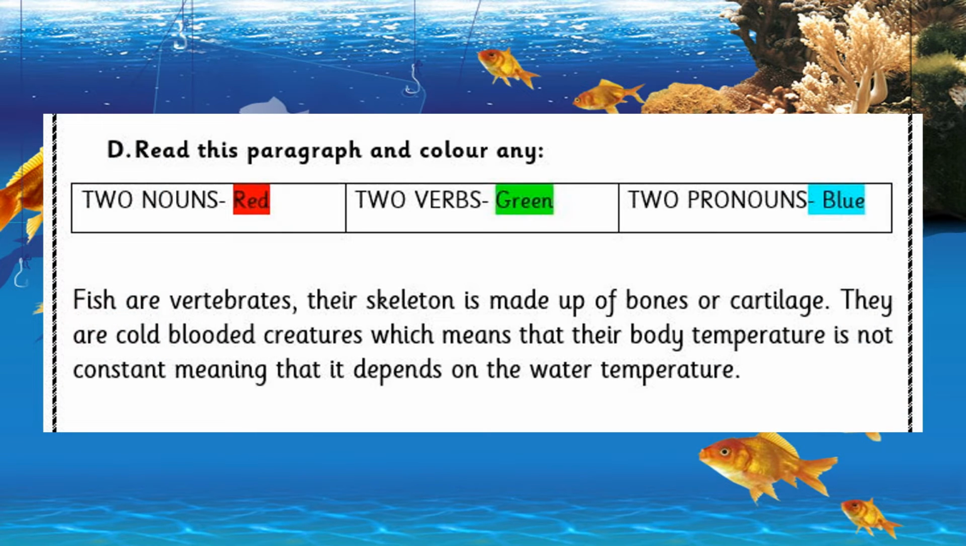Coming to grammar part, you know what are nouns, verbs and pronouns. Nouns are naming words, verbs are action words, and pronouns are the words used in place of nouns. Here in the given paragraph, you have to identify nouns, pronouns and verbs. Color any two nouns red, any two verbs green, and any two pronouns blue.